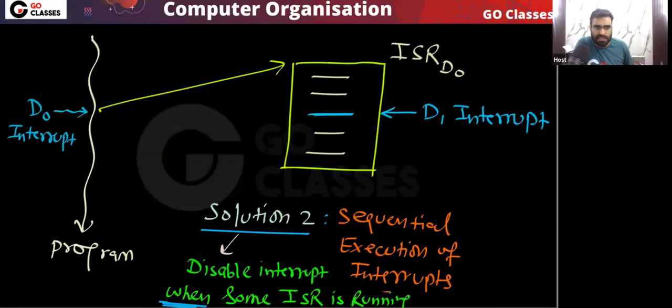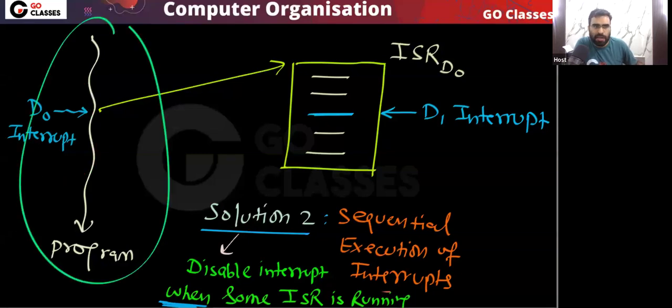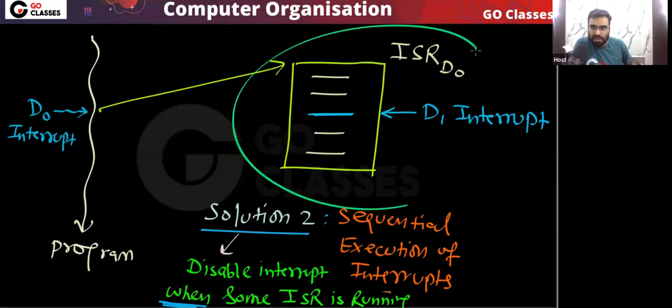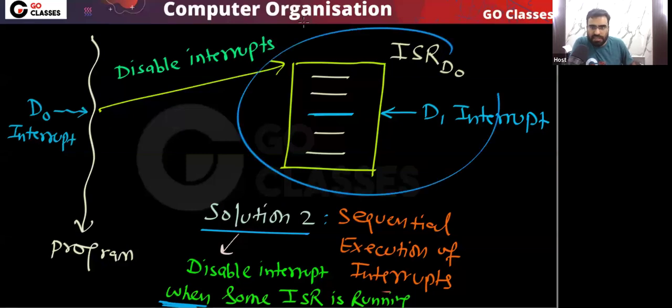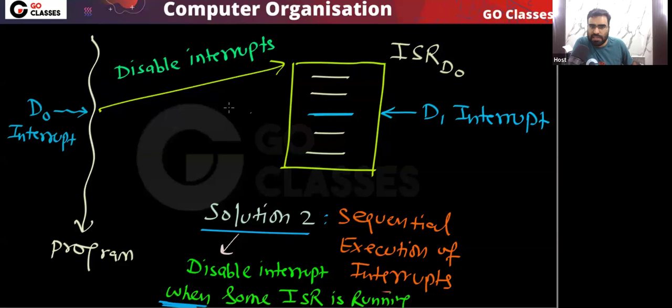So when this program is running and let's assume this interrupt is coming, what will the CPU do? The CPU will save this program, and after saving it, the CPU will run this ISR. But before running this ISR, the CPU will disable the interrupts. Is this point clear? Very simple: before jumping to this ISR, the CPU, or I can say the hardware, will disable the interrupt.